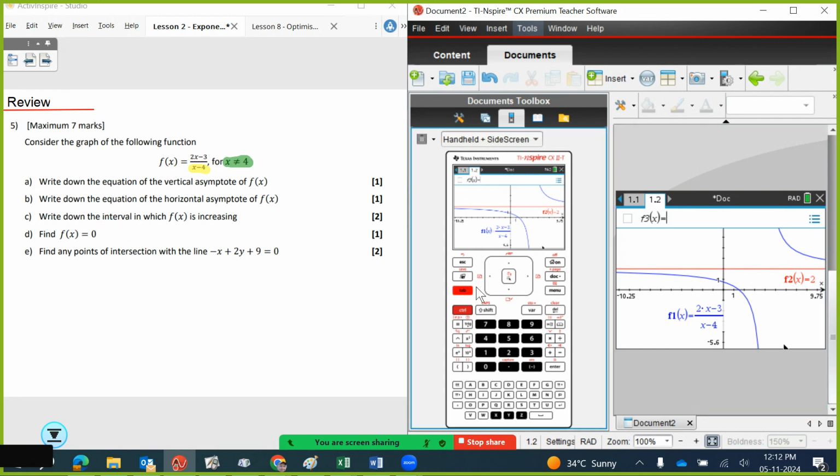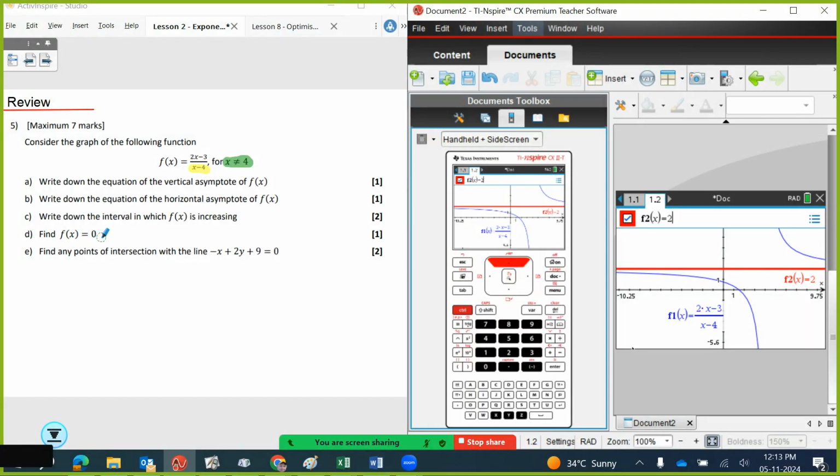We press tab. And we can get f of x equals, and we can put y equals 2. Okay. So in what interval is the function increasing? Well, we can see that this function is always decreasing. It's never going up.